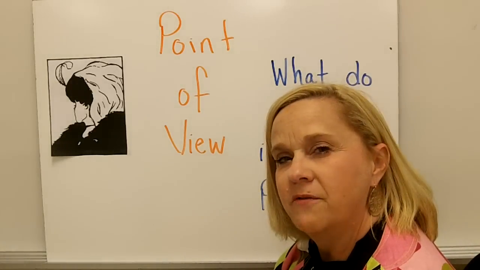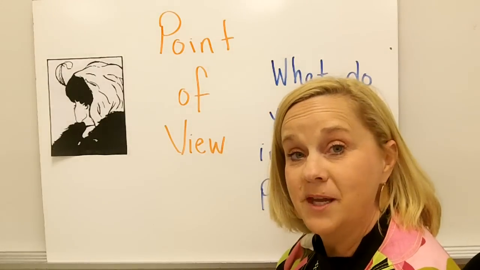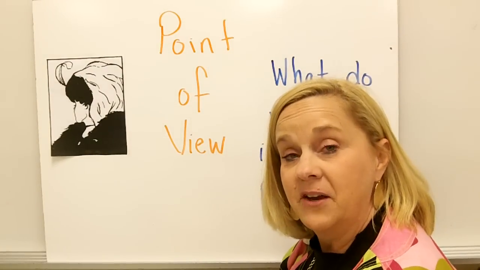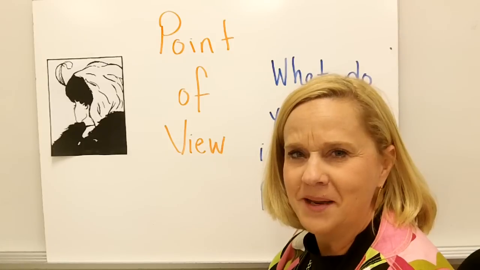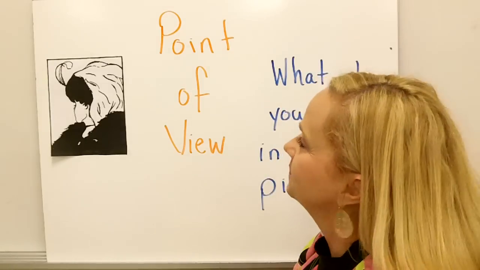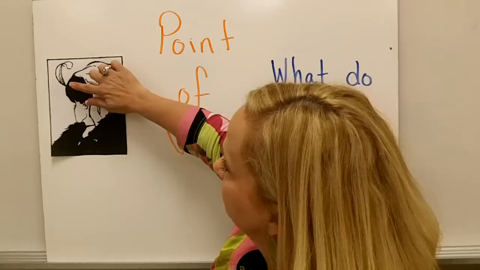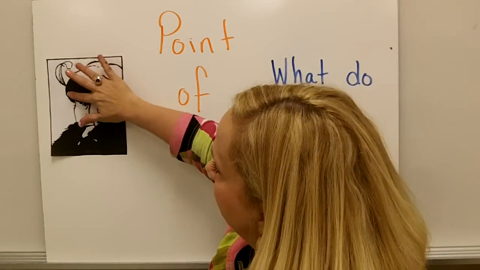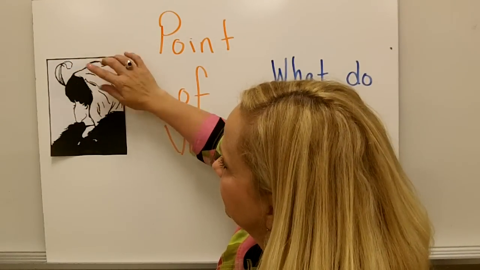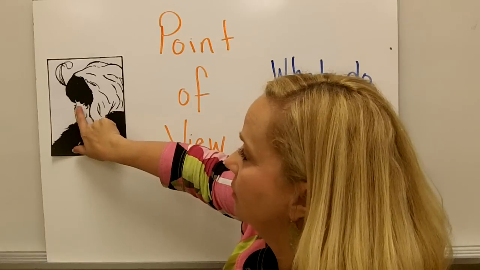It depends on your point of view as to what you actually see in the picture. You either see a very young lady in the picture or you see an old woman in the picture. Let's take a look. If you look here in the picture, there's a feather here coming from the young lady's hair. The hair here is black. You can see her face, her nose, and her eye.